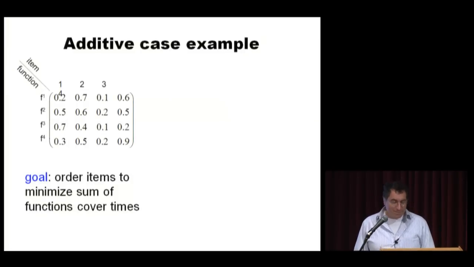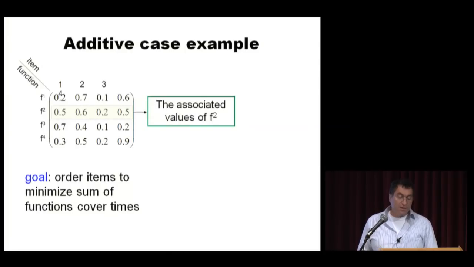So let me give you an example. Let's say that you have here 4 user types and 4 pages. And you want to minimize the order of the cover time of the function. So if you look at the function of user type 2, this is the value of page 4. I'm repeating the same thing just to be sure that you understand the problem.